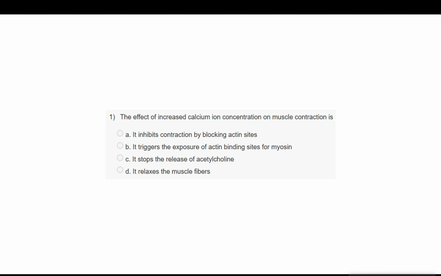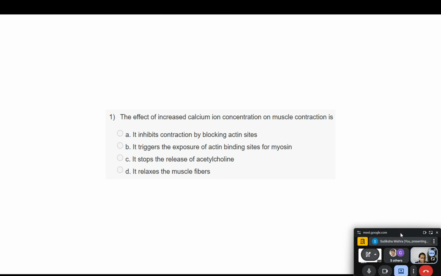Okay. The first question is, the effect of increased calcium ion concentration on muscle contraction is: it inhibits contraction by blocking actin sites, it triggers the exposure of actin binding sites for myosin, it stops the release of acetylcholine, or it relaxes the muscle fibers. Someone wants to answer?